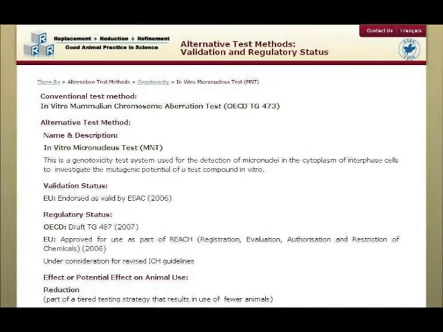This first test, I've just taken these 2 tests at random, it's called the in vitro micronucleus test, MNT for short. It says this is a genotoxicity test system used for the detection of micronuclei in the cytoplasm of interface cells to investigate the mutagenetic potential of a test compound in vitro. I'm not sure what micronuclei are, and I'm not sure what interface cells are, so I don't really understand the science of this particular test. However, under regulatory status it does say it's a draft TG487, so it must have some predictive qualities about it, and in the EU it says it's approved for the use as part of the REACH project.